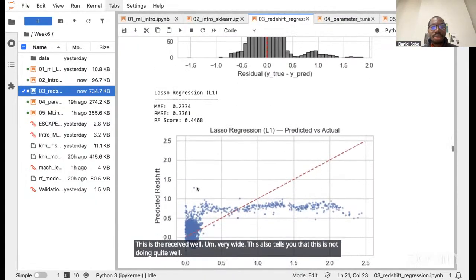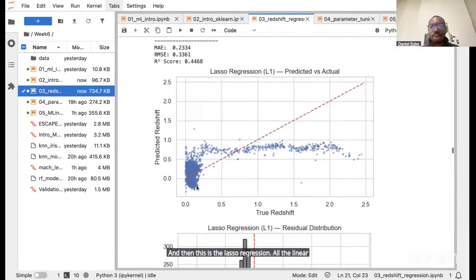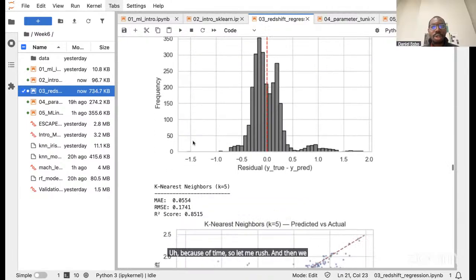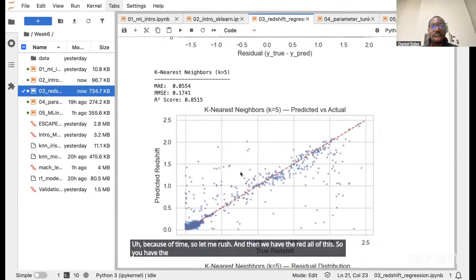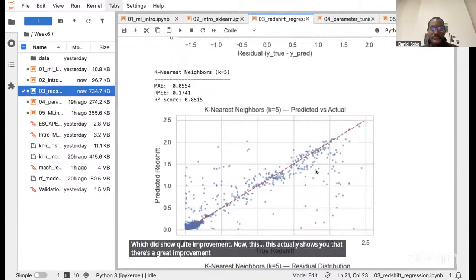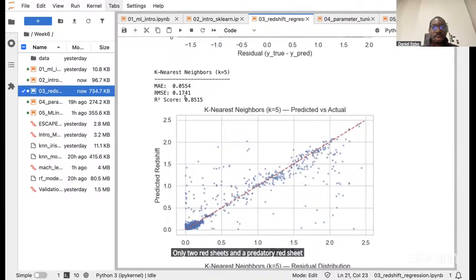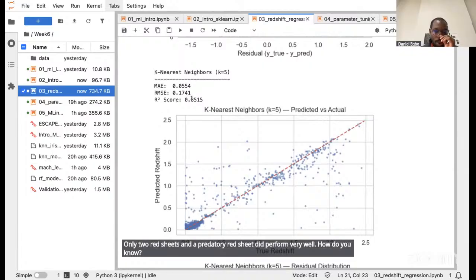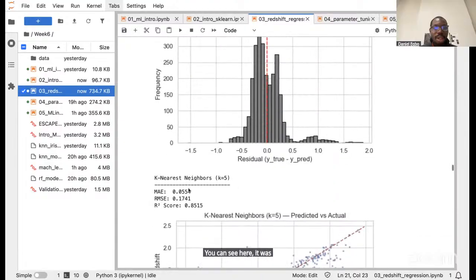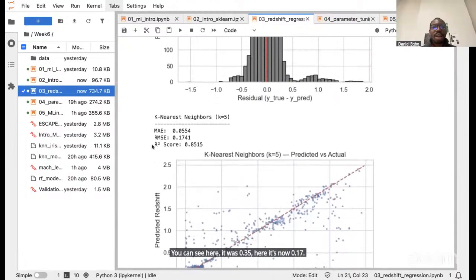And then this is the lasso regression. All the linear regression methods were poor. Because of time, let me rush. And then we have all of this. So you have the k-nearest neighbor, which did show quite an improvement. Now, this actually shows you that there's a great improvement here. The true redshift and the predicted redshift did perform very well. How do you know? You can notice that the root mean square error dropped significantly. You can see here it was 0.35. Here it's now 0.17. And you see that the R square score is high, 85%.